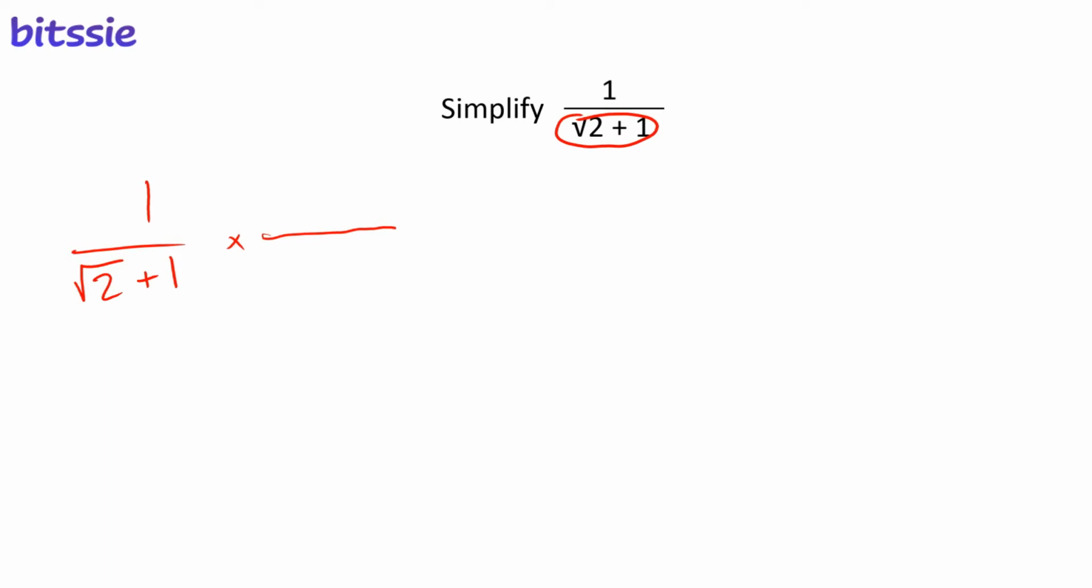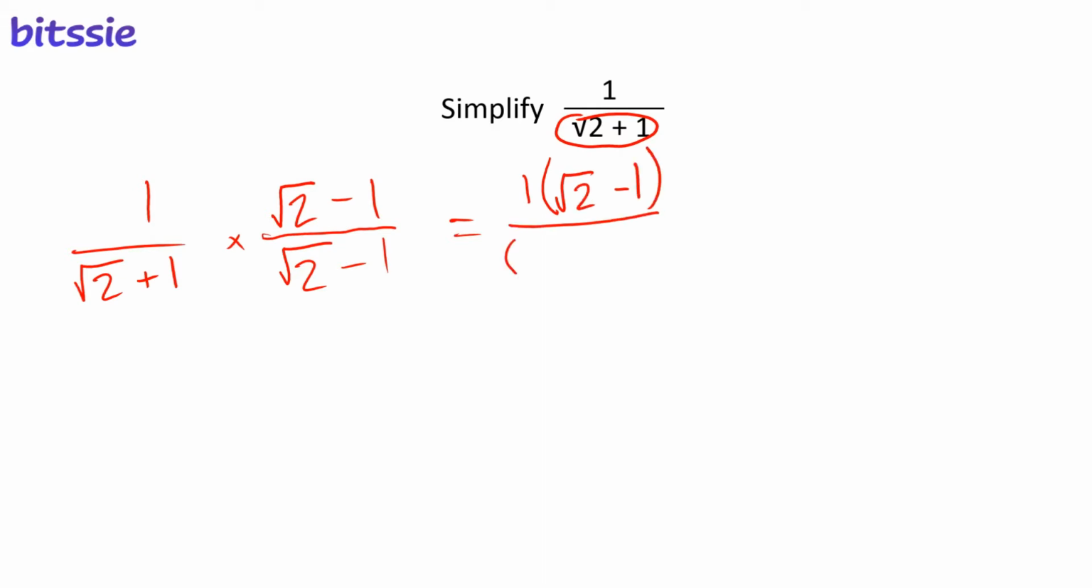And to find the inverse, it's quite simple. All we need to do is change it from plus to minus 1. So we get root 2 minus 1 over root 2 minus 1. And then if we write this out, we get 1 lot of root 2 minus 1 over root 2 plus 1 times root 2 minus 1.